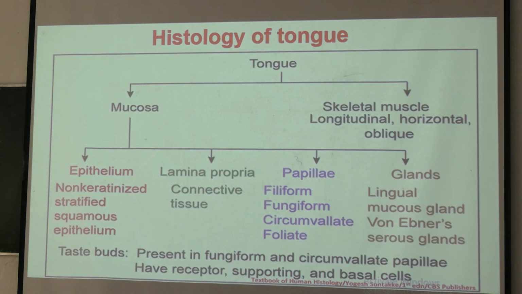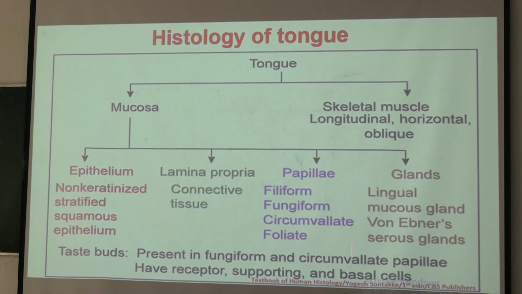So the tongue has a mucosa and skeletal muscles which are directed longitudinally, horizontally and in an oblique pattern, in multiple directions. In the mucosa, there is epithelium, lamina propria, papilla and glands. Epithelium consists of non-keratinized stratified squamous epithelium. Lamina propria consists of loose areolar connective tissue, and papilla are of these four types: filiform, fungiform, circumvallate and foliate.